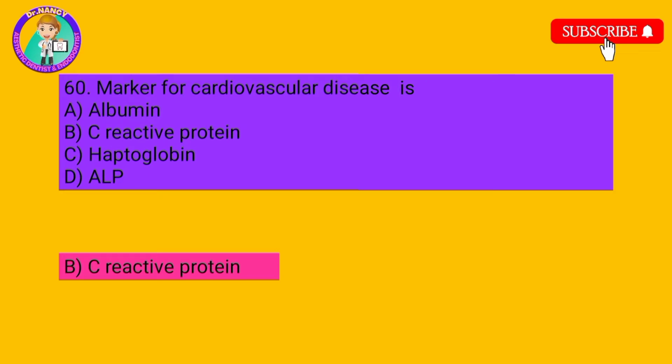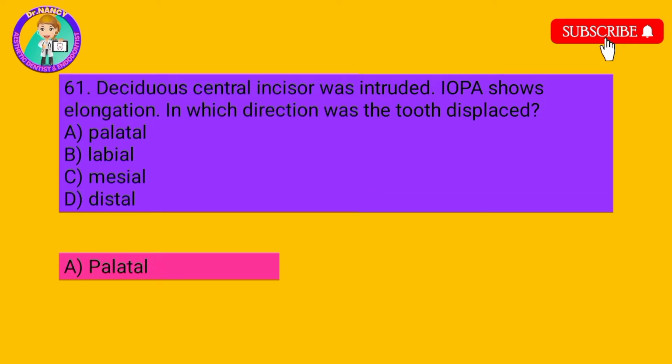Marker for cardiovascular disease is albumin, C-reactive protein, haptoglobin, ALP, that is alkaline phosphatase. Answer: C-reactive protein, or CRP. Deciduous central incisor was intruded. IOPA shows elongation. In which direction was the tooth displaced? Here you can see both intrusion and elongation. So the options are palatal, labial, mesial, distal.